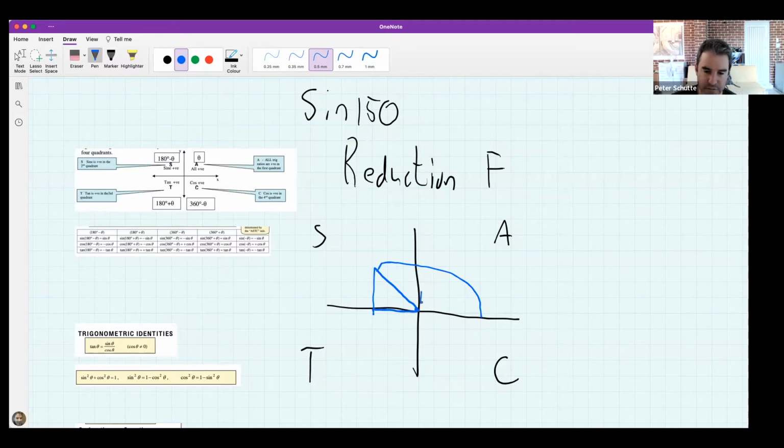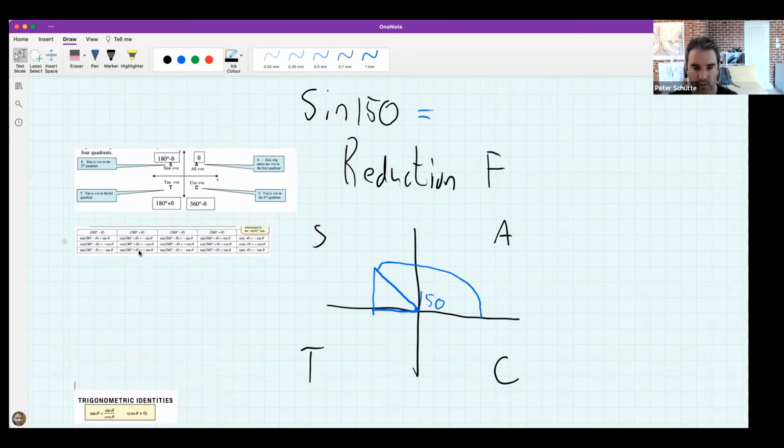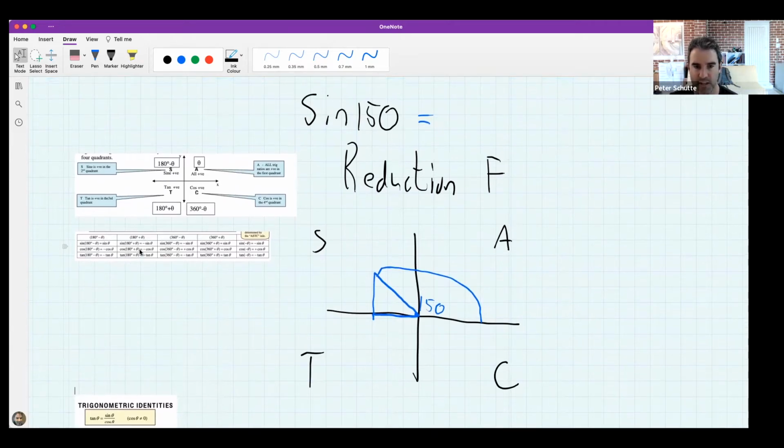Okay, so the 150 would be here. And using this diagram, we can work out an acute value where the angle is smaller than 90 that is equivalent to the sine of 150. So I want to ask you right now in the chat, if I reduce the sine of 150, what am I going to get? Does anybody know what the sine of 150 is going to be if I reduce it?